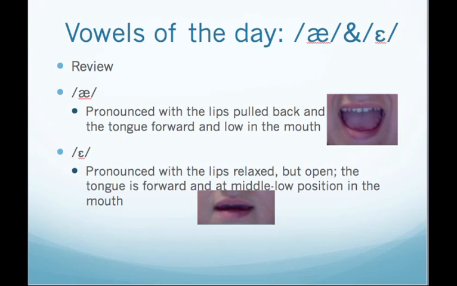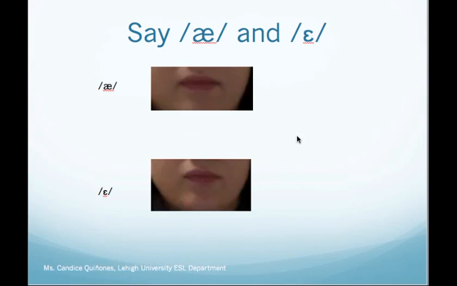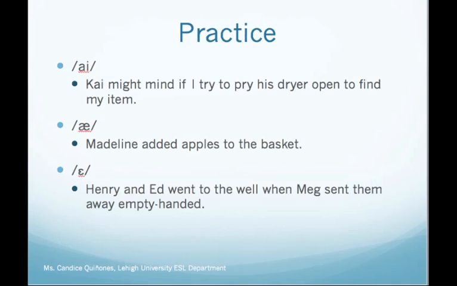Now the next sound that we want you to differentiate between is the A and the I, because sometimes people mix these up for some reason. Alright, and remember the E: your lips are relaxed but open, your tongue is forward and kind of in a middle position in the mouth. Eh. It's a lazy sound. Okay, now repeat. Ah, eh. Ah, eh. Okay, now let's practice.